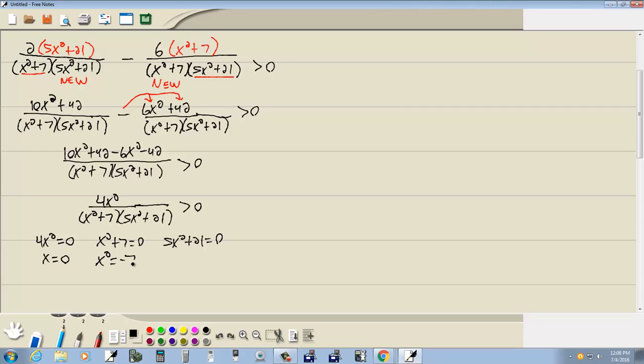Now here I'll take the 7 over, it becomes a negative 7. And we apply the square root property. We drop our squared and we put a plus or minus square root on the other side. A negative inside of your square root, though, gives you an imaginary number. And we can't have imaginary numbers in our critical values. Now here I'll take the 21 over. Divide both sides by 5 because we have to get the part that's squared by itself. Drop the squared and put a plus or minus square root on the other side. And we've got the same problem. We have a negative inside of a square root, which gives us an imaginary number. So that's going to drop away. So we only have one critical value, x equals 0.